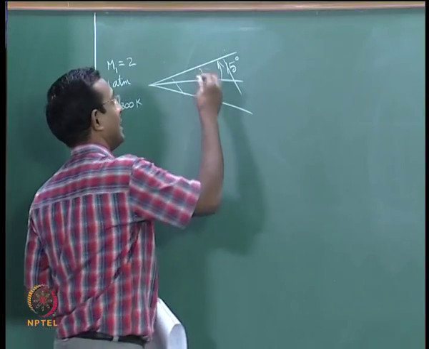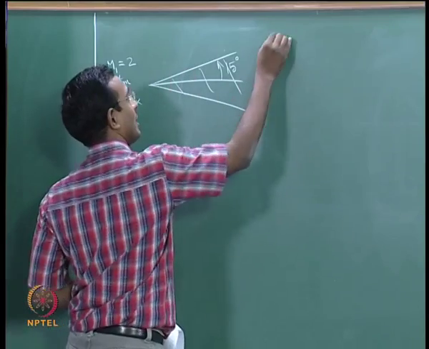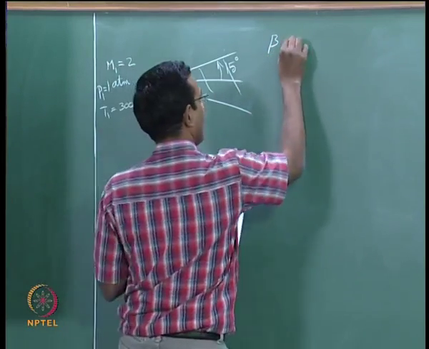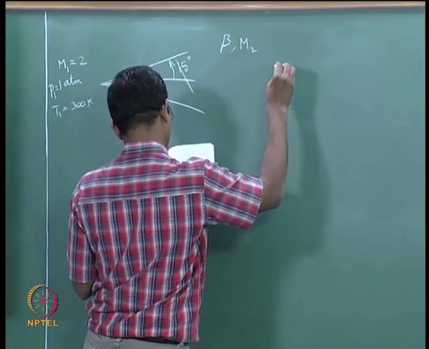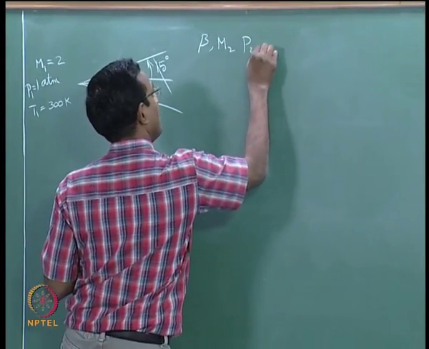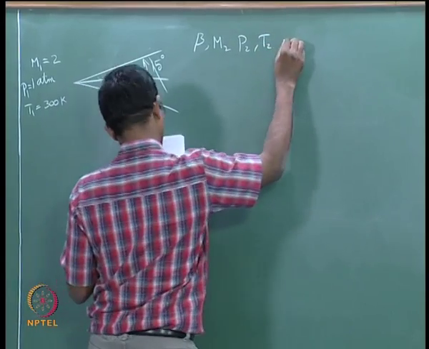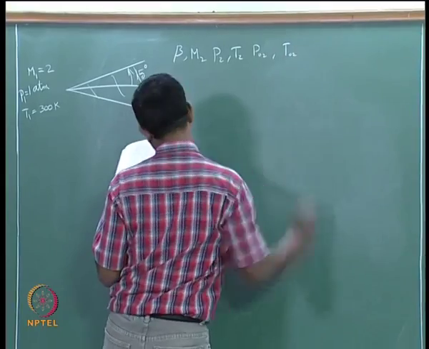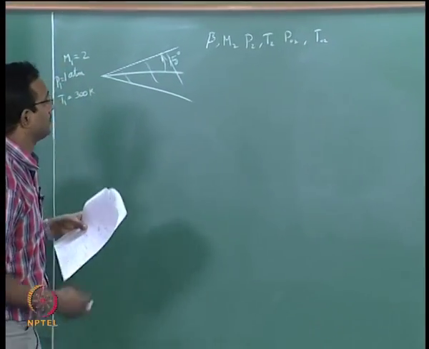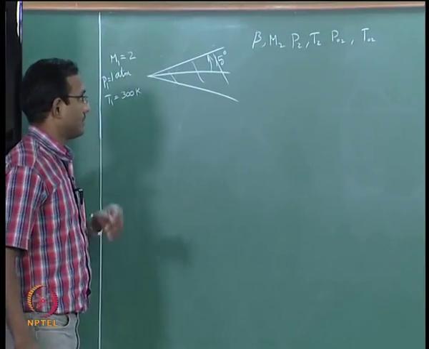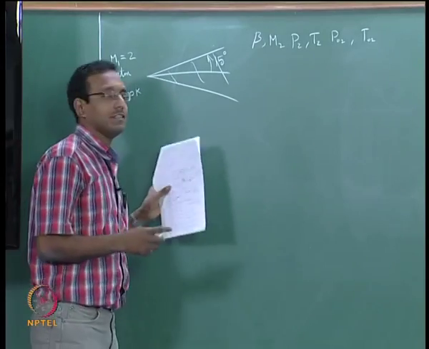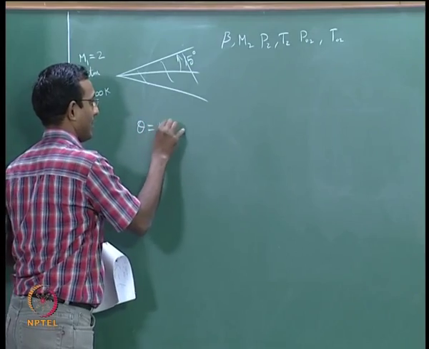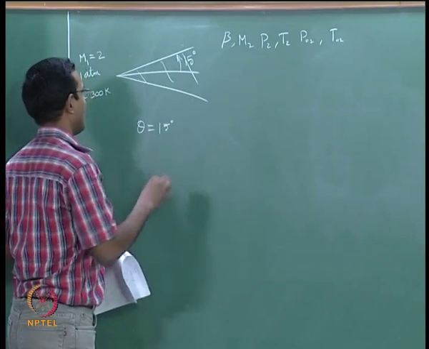We want to find all the properties at this point close to the wall on the wedge. Basically, to start with, I want to find the shock angle beta, M2, P2, T2, P02, T02. Let us say I want to find every variable there. So, how will I find this? I know that theta equal to 15 degrees, but I do not know beta.